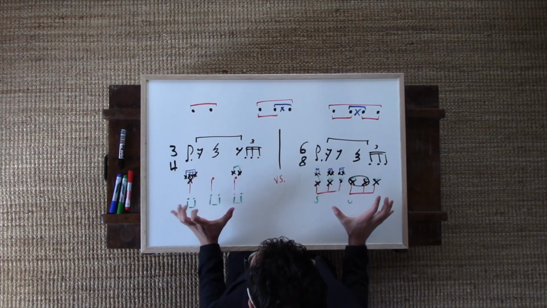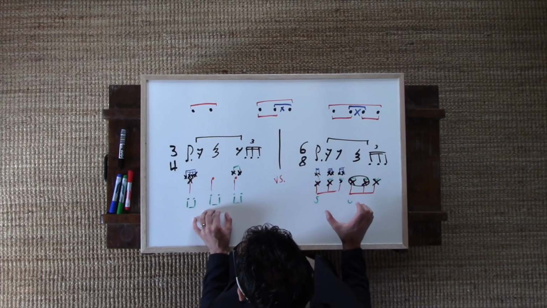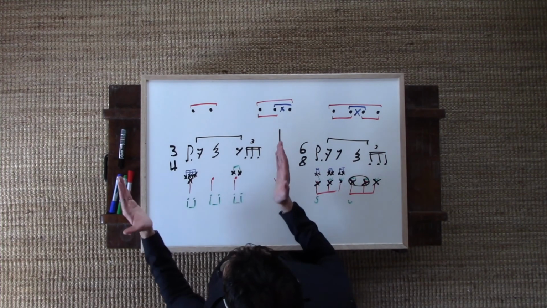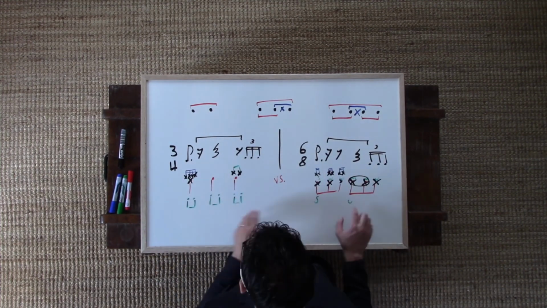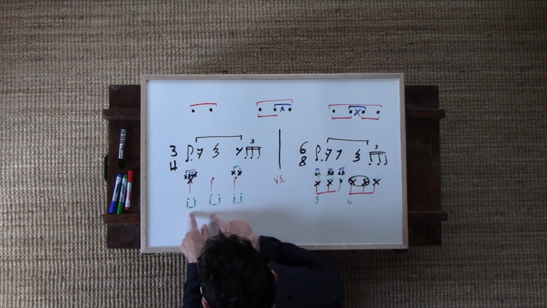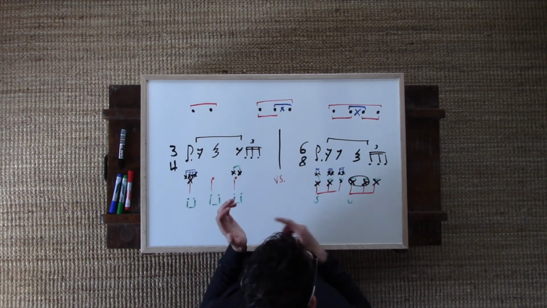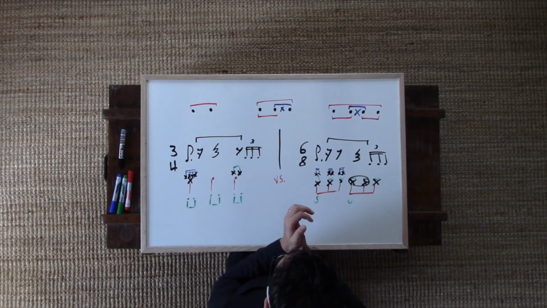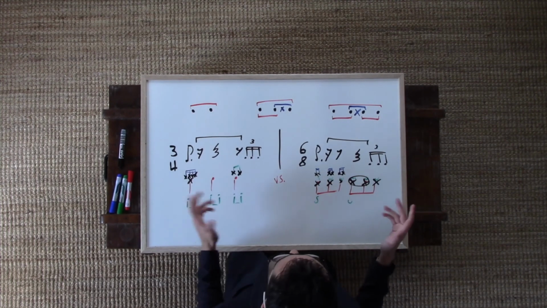So, here's a bar of 3, 4. It has 6 1/8 notes in it. Here's a bar of 6, 8. It has 6 1/8 notes in it. This is simple meter. This is compound meter. They are different because they are grouped differently. This one sounds like this: 1 and 2 and 3 and 1 and 2 and 3. This one sounds like 1, 2, 3, 4, 5, 6. 1, 2, 3, 4, 5, 6. We live in America. Hemiolas.